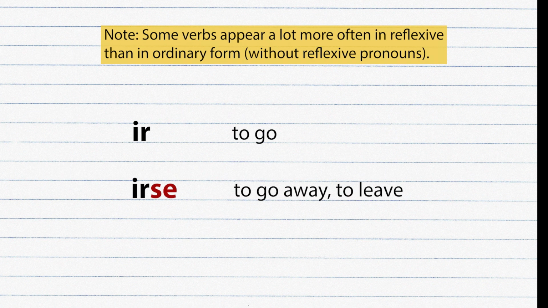Many verbs have both reflexive and ordinary form, but some verbs appear a lot more often in reflexive than in ordinary form, and the meaning of the verb can be different depending on the form. For example, ir means to go, irse, the reflexive form, means to go away or to leave.